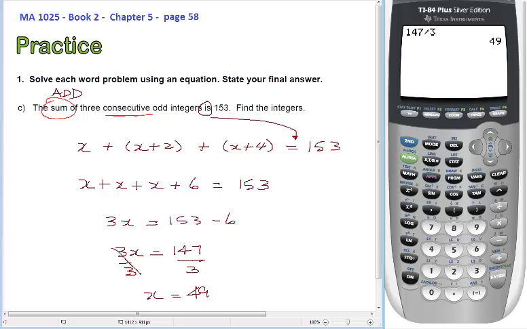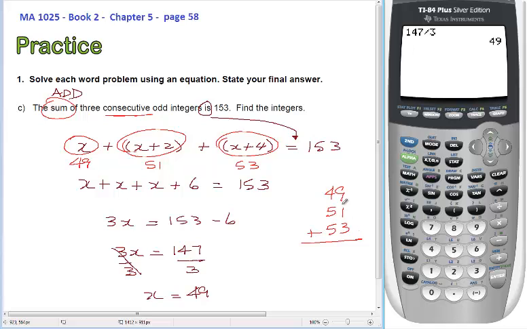So this is our first integer right here. This is 49. That means our next integer is 49 plus 2, which is 51. Our third integer is 49 plus 4, which is 53. So let's double check. We're saying it's 49 plus 51 plus 53. What do we get? 9 and 1 are 10, 13, carry 1, and look at that, 153.